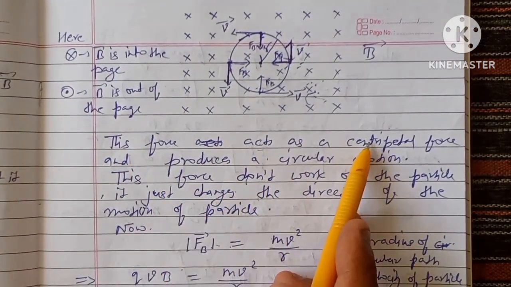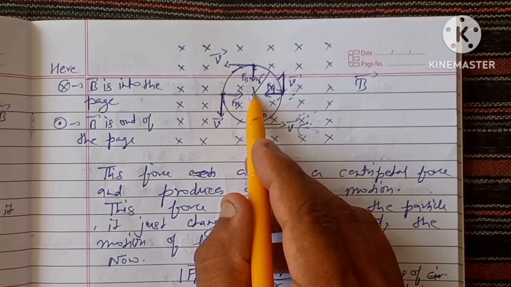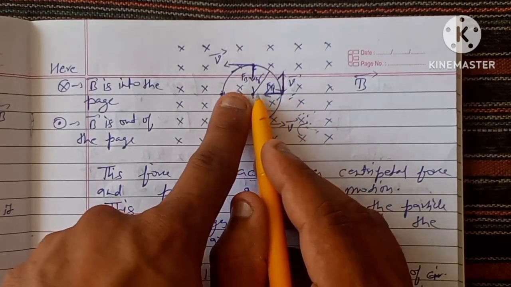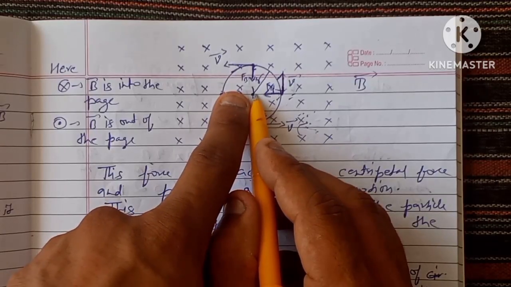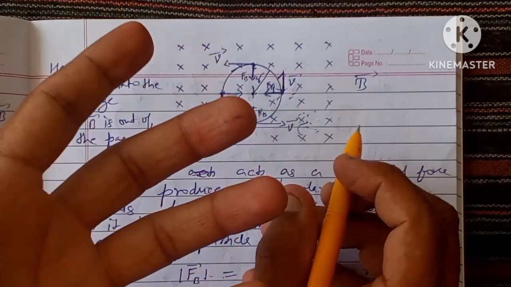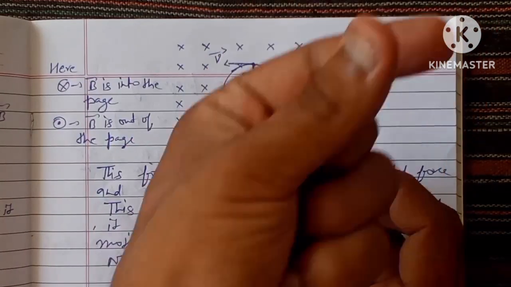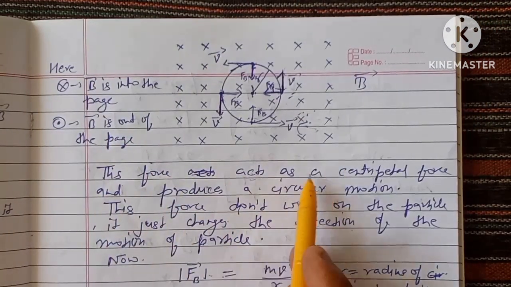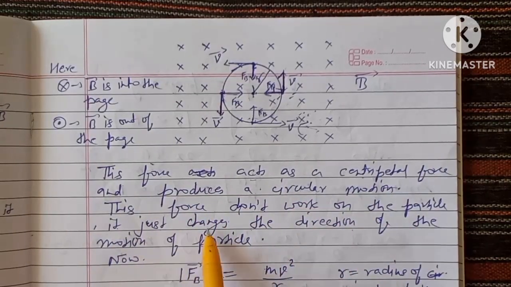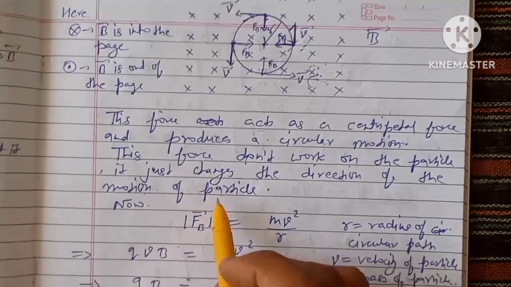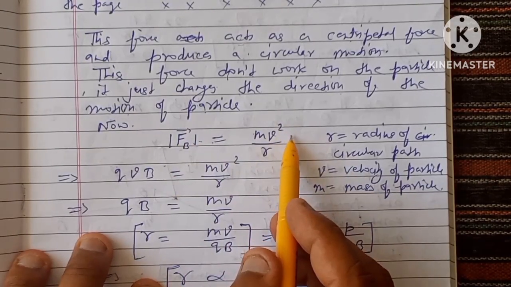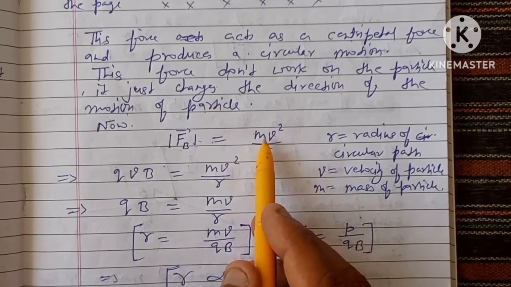This force acts towards the center, and since this force is making the particle follow a circular path, the direction of this force is always towards the center. So this force is acting like a centripetal force here. Very important point. And we know that centripetal force is given by mv squared divided by r. So this force acts as a centripetal force and produces a circular motion. This force doesn't do work on the particle, it just changes the direction of the motion of the particle. So this force is your centripetal force, and from the definition of the centripetal force we know that centripetal force is mv squared divided by r.